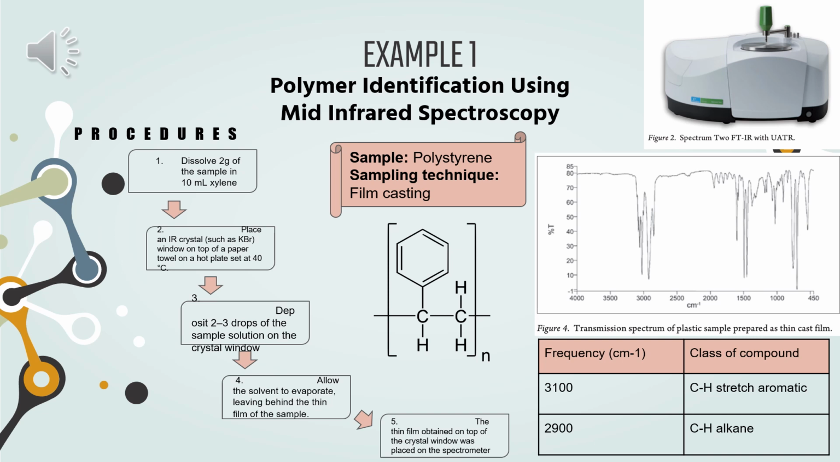The transmission spectrum, as shown in the diagram, shows a spike at a frequency of 3100 cm-1 that confirms the presence of an aromatic ring, and also at a frequency of 2900 cm-1 shows the presence of CH alkene.